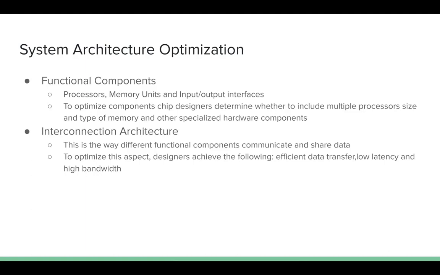And when we're talking about interconnection architecture, this basically refers to how each component is communicating with one another, how data is being shared. So in terms of optimization, you have to look at how you can optimize efficient data transfer and how you can have low latency and high bandwidth.